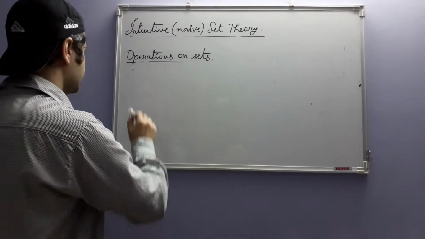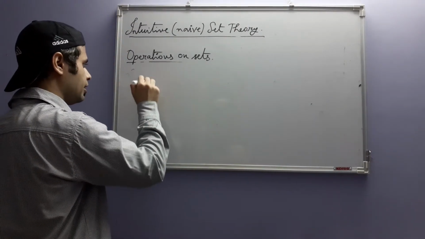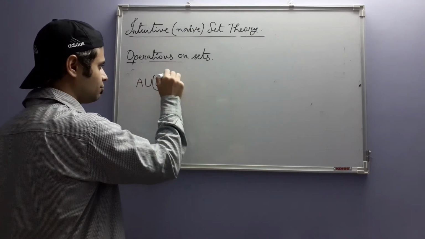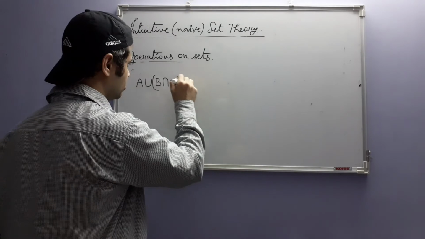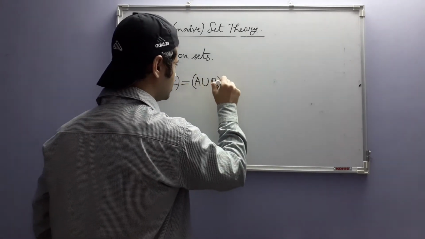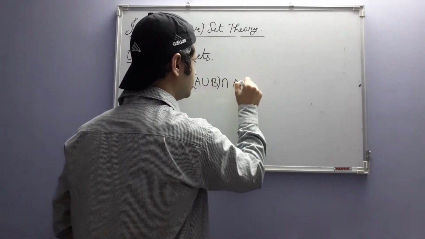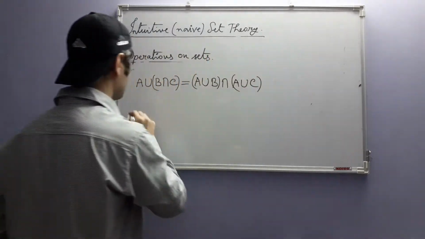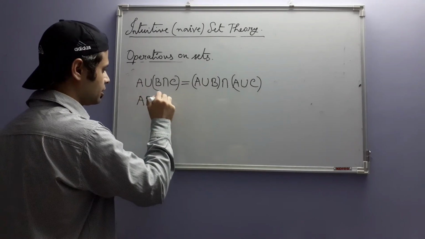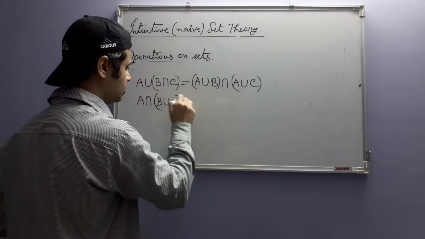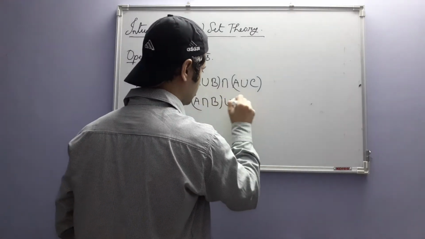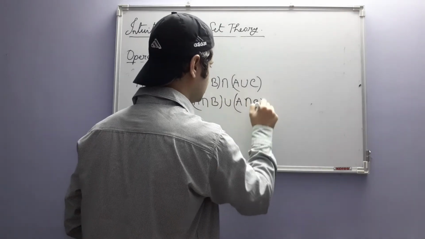And they look like this. A union B intersection C, they involve both union and intersection, equals A union B intersection A union C. There is one more where we interchange the union and intersections. A intersection B union C is A intersection B union A intersection C.